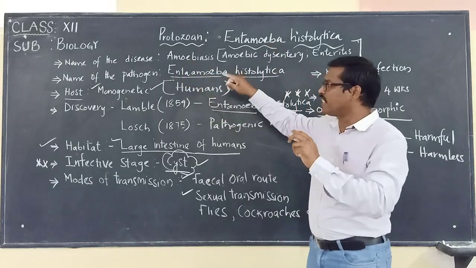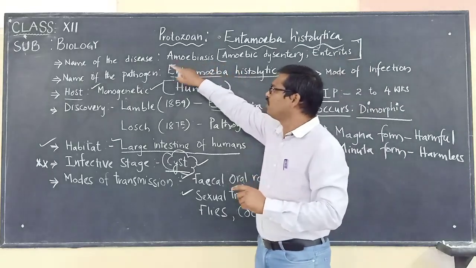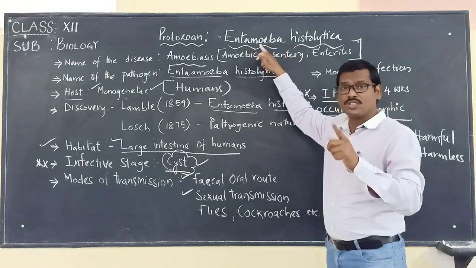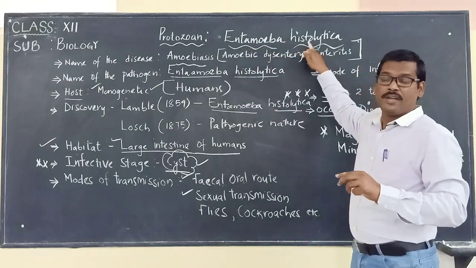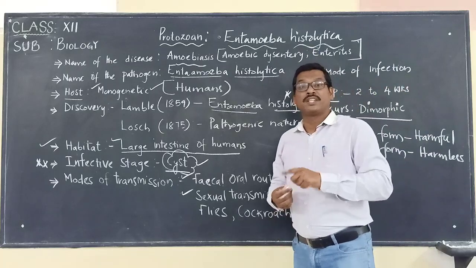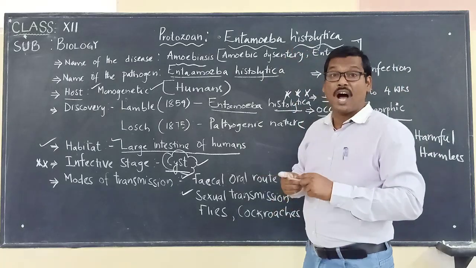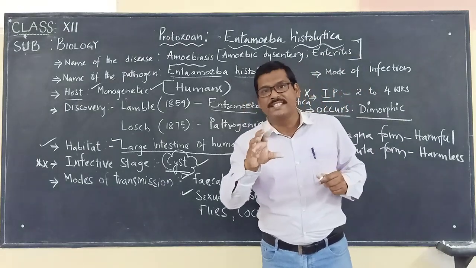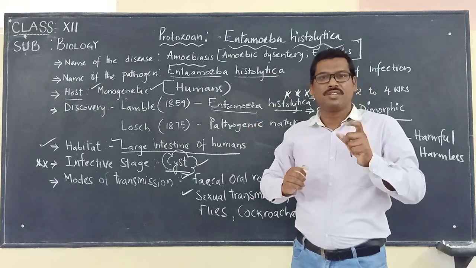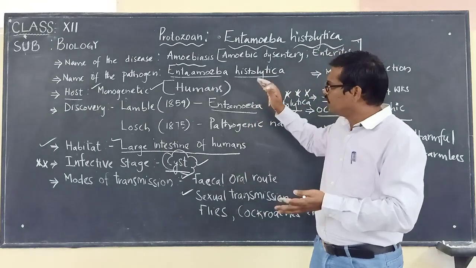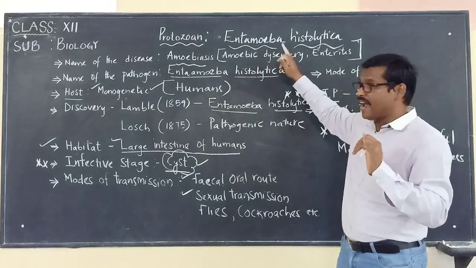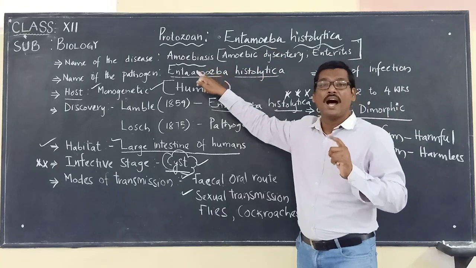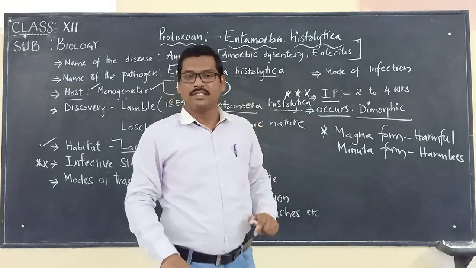So today we studied in simple terms the disease called amoebiasis, caused by a protozoan called Entamoeba histolytica. In the next video, we are going to discuss how it completes its life cycle in humans. So today we have learned about the protozoan Entamoeba histolytica and the disease it causes, called what? Amoebiasis. Thank you so much.